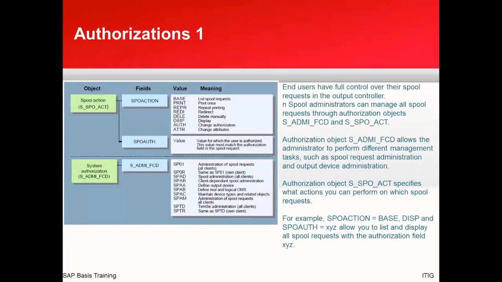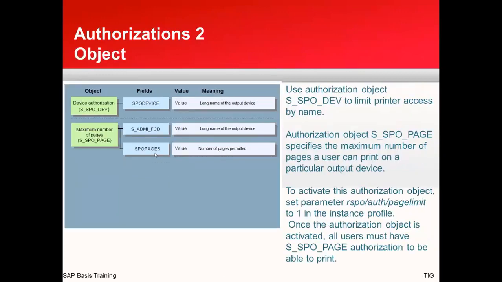Okay, then here we can see what authorization users should have to print. These are the different authorization objects you should have to perform a printing. Then here you can see another list of authorization objects, depending on whether you have set up a control on the number of pages that a user can print.